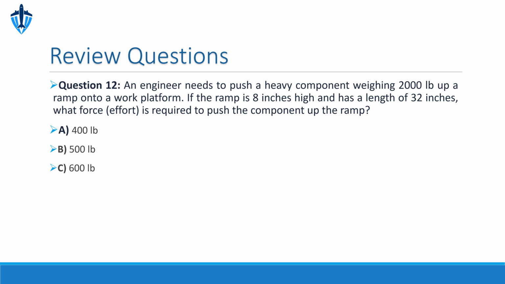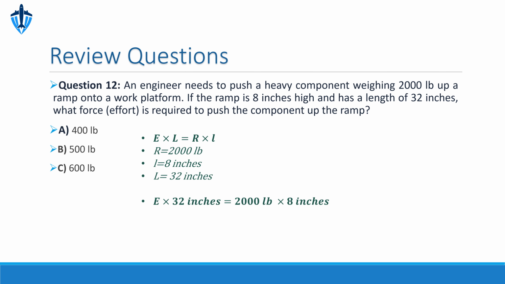To determine the force required, we apply the fundamental principle of the inclined plane, which is derived from the work energy principle. The formula we use is effort, E, times effort arm, L, equals resistance, R, times resistance arm, L. Let's identify our known values in this scenario. The resistance, R, is the weight of the component, which is 2,000 pounds. The resistance arm, L, is the vertical height of the ramp, which is 8 inches. The effort arm, L, is the length of the ramp, which is 32 inches.